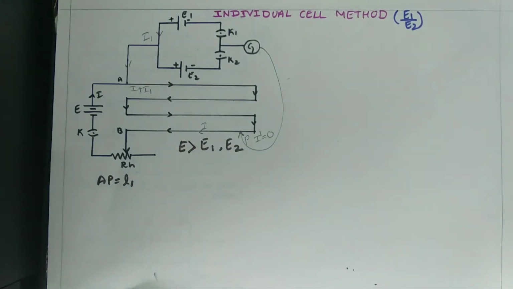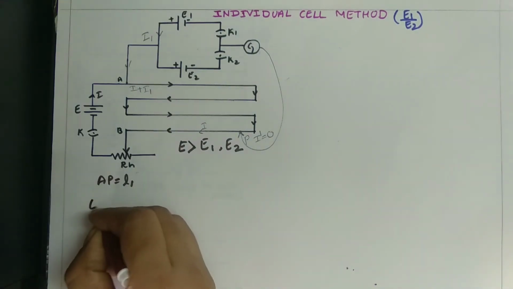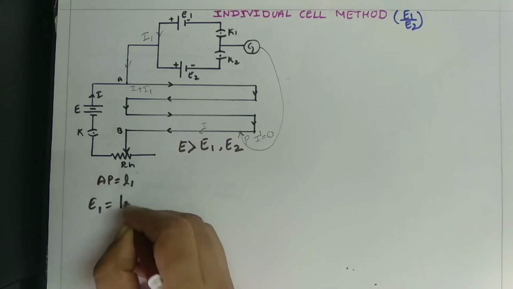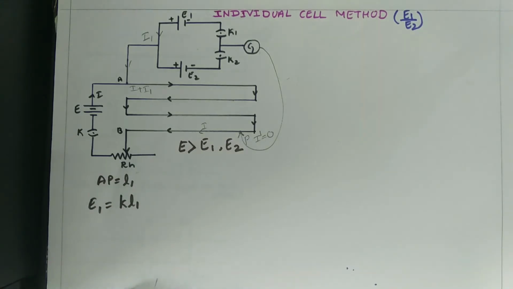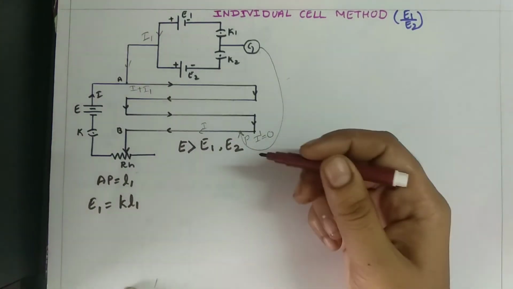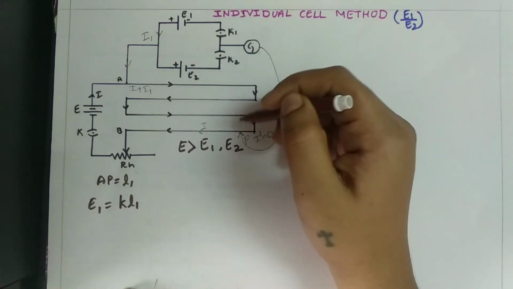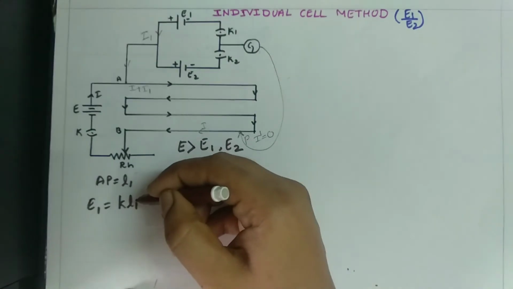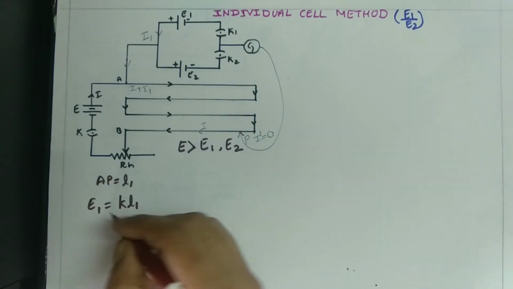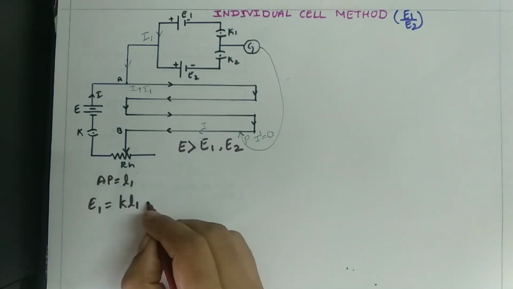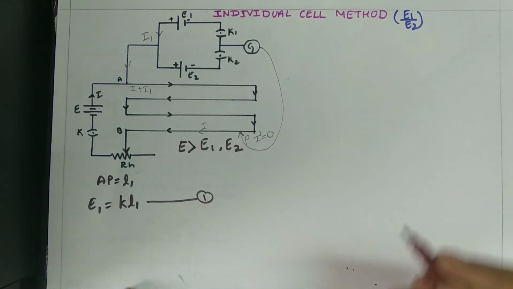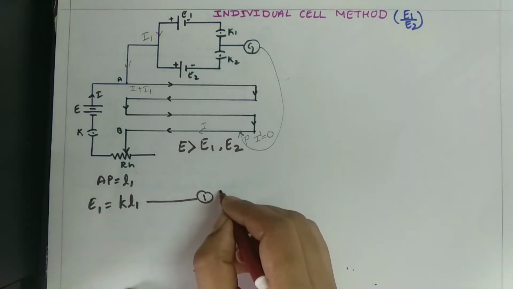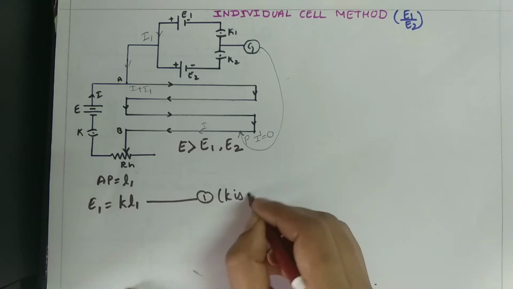Since it acts as an open system, we consider E1 corresponding to length L1. L1 is the length of the wire between the null point P and the point A. So L1 corresponds to EMF E1, given by E1 equals K L1. Call it equation 1, where K is the potential gradient.